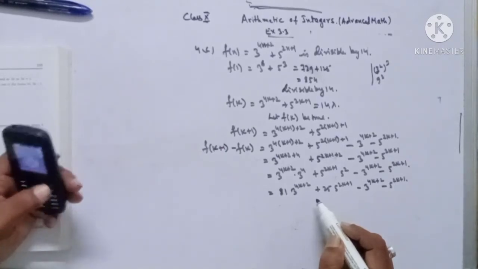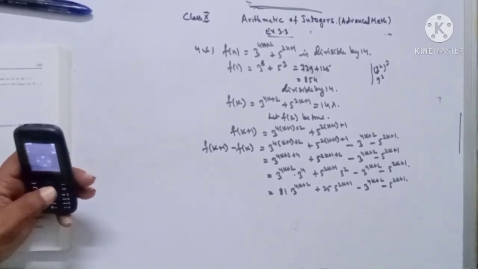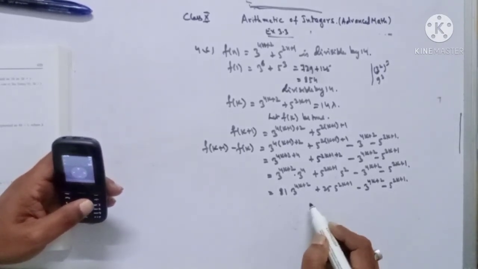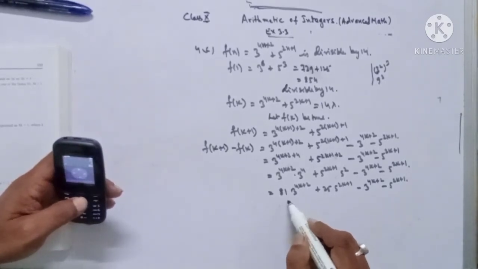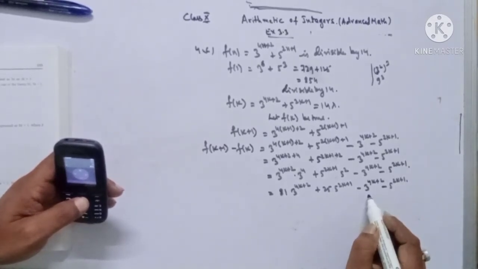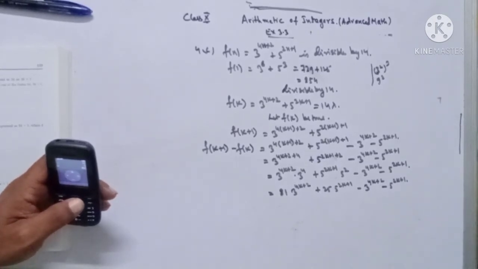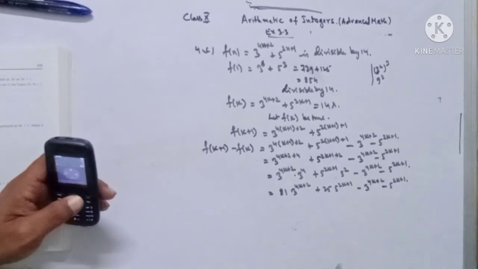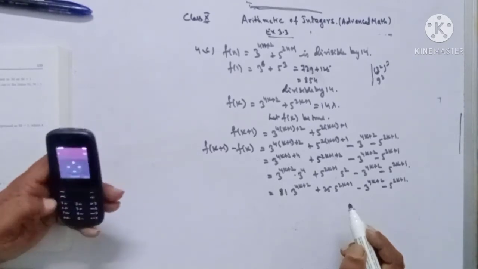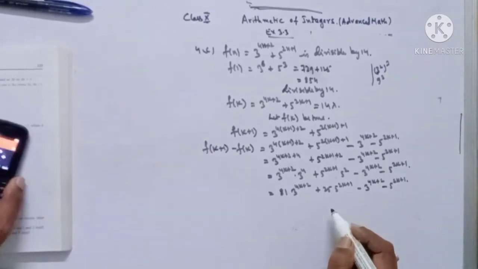14 into 6 is 84. And 84, this is minus, so this will be 80 and this will be 24. 80 is not divisible by 14, and 24 is also not divisible by 14, so I have to make some adjustment here.